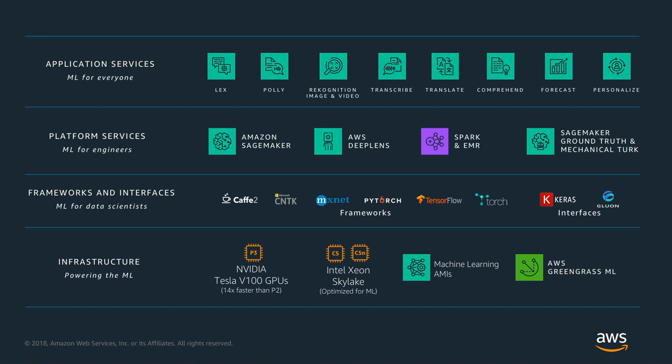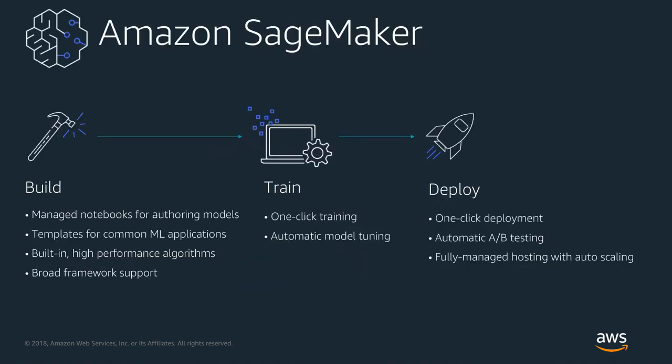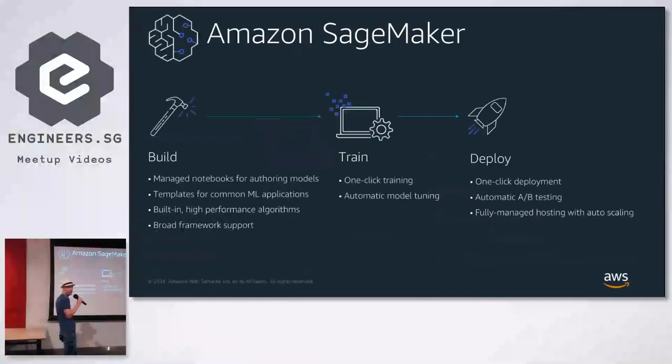What I care about is actually this middle layer, where we have SageMaker. SageMaker is our service that makes it really easy to build, train, and deploy your models in a way that makes it accessible for what I would say is probably most of us in the room. I'm not a deep learning expert. I'm a programmer. I know how to write Python. I know how to take data, get it into the shape that some function wants. So that's basically what SageMaker gives you.